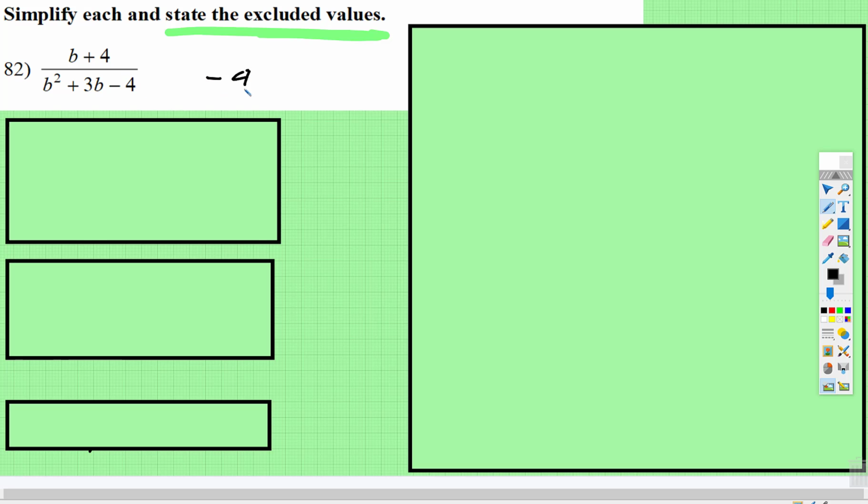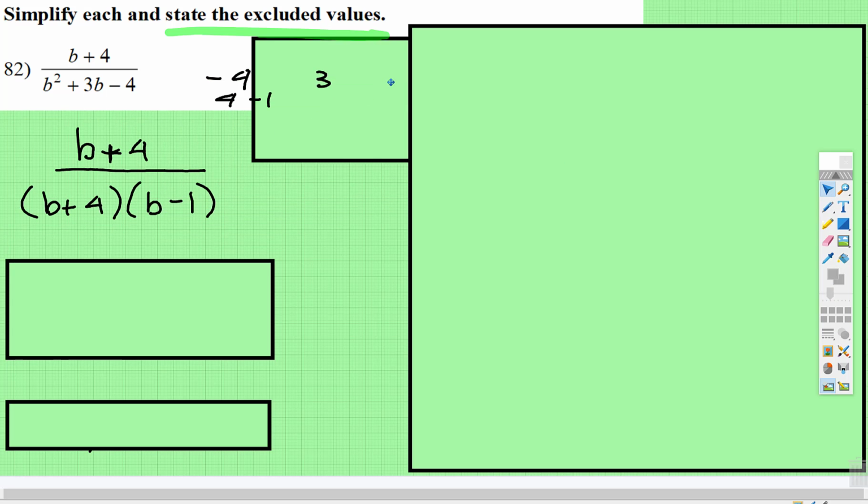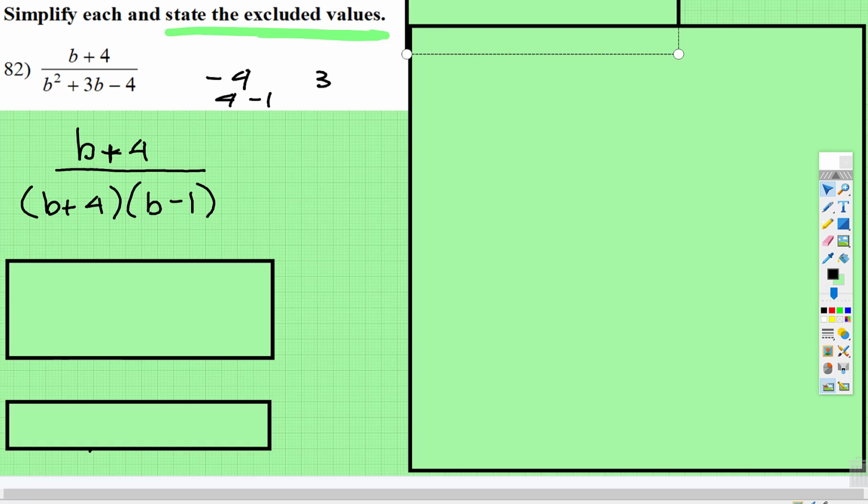Factors of -4 that add up to +3. Well, that would be 4 and -1. They multiply to be -4. They add up to be 3. So we're going to go ahead and write it like this. And then what do you notice? This b plus 4 and this b plus 4 cancels, leaving a 1.